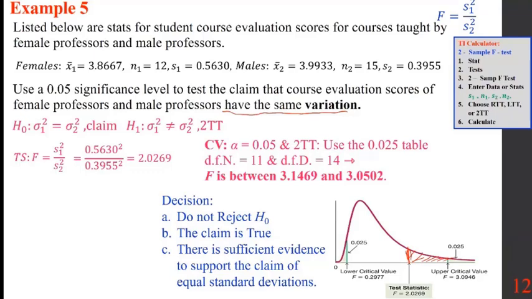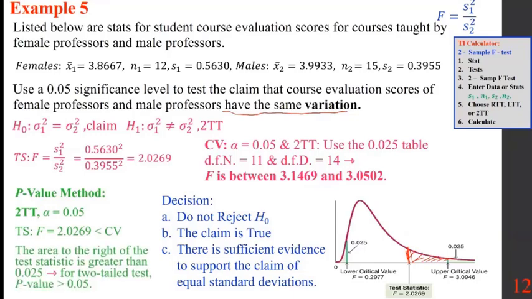You can look up the table and guesstimate that with those degrees of freedom. That means degrees of freedom for the numerator and the denominator. Or we can go with the technology. So the p-value method is a two-tailed test. Alpha is 0.25 and F is 2.0269, and that's less than the critical value. The area to the right of the test statistic is greater than 0.25 for a two-tailed test. And remember, the p-value is larger than 2 times that. Again, this is rough work from the table.